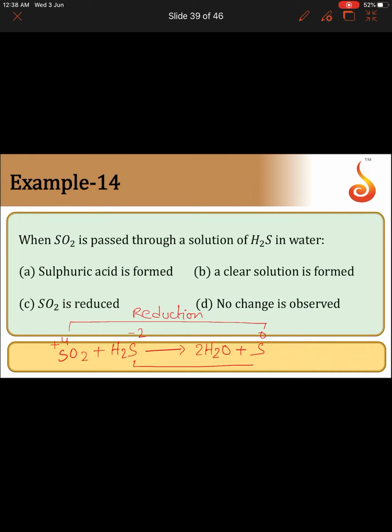Here -2 to 0 is a loss of electrons, so it is oxidation. So SO2 is undergoing reduction, which means it is acting as an oxidizing agent. So in this reaction, SO2 oxidizes H2S to sulfur. SO2 is undergoing reduction. So for the given question, when SO2 is passed through a solution of H2S in water, SO2 is reduced. Option C.